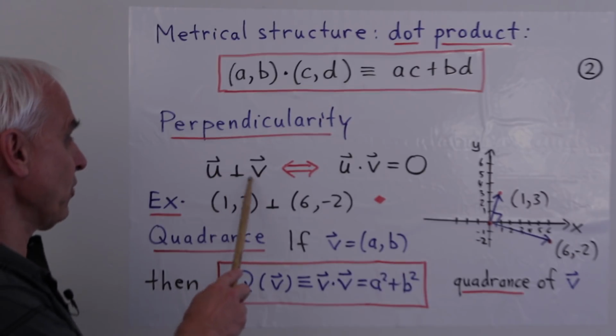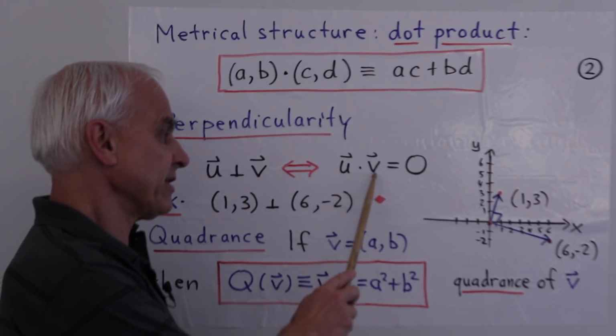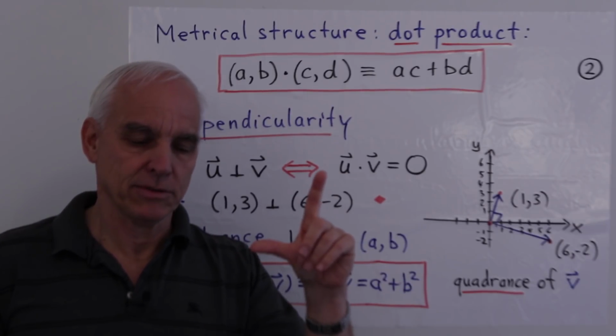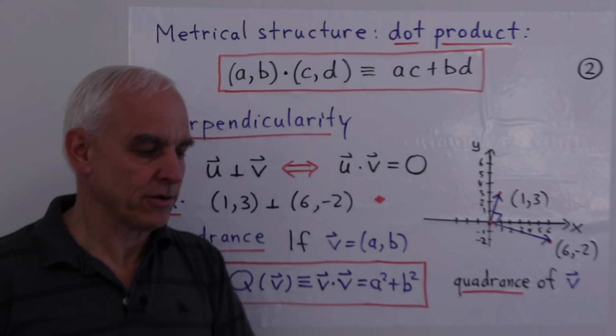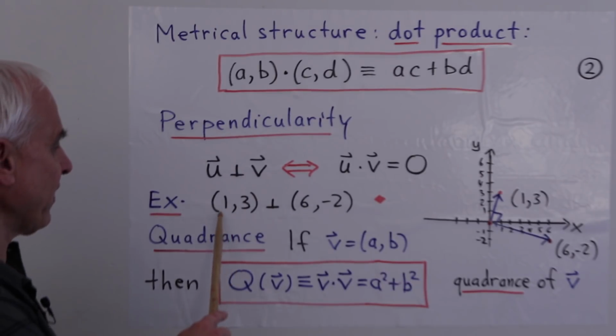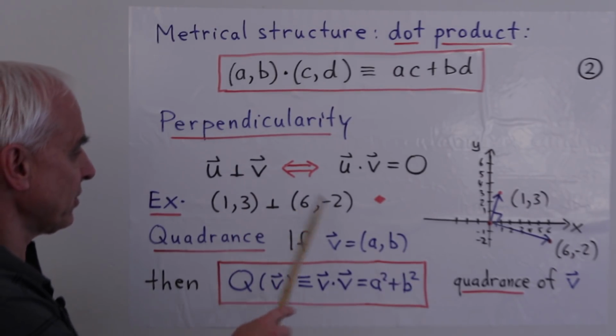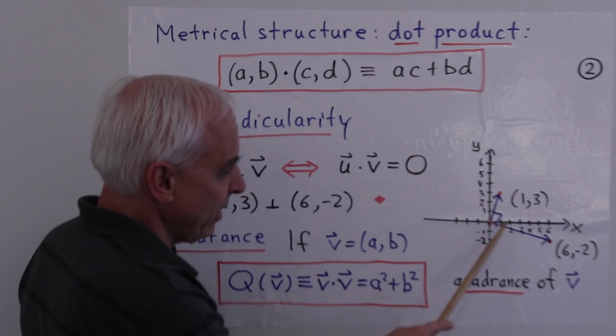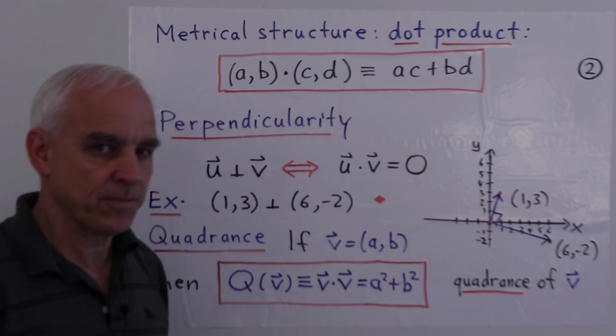So two vectors u and v are perpendicular precisely when their dot product is 0. Dot product equals 0 means that the vectors are perpendicular. So for example, the vector 1, 3 is perpendicular to the vector 6, minus 2. In this picture, 1, 3 and 6, minus 2 are perpendicular.